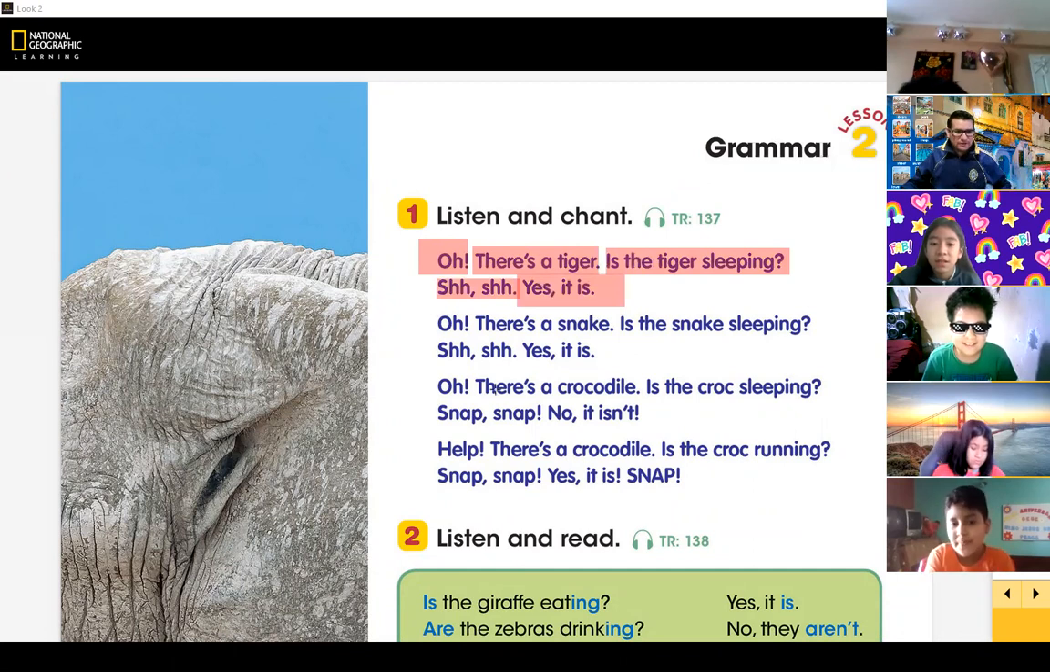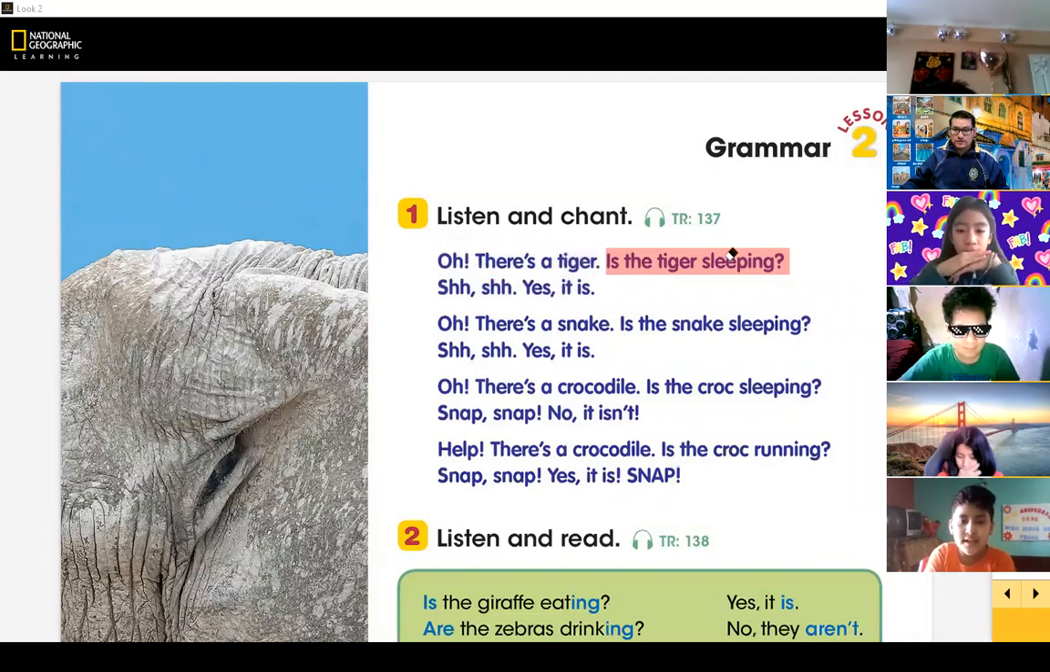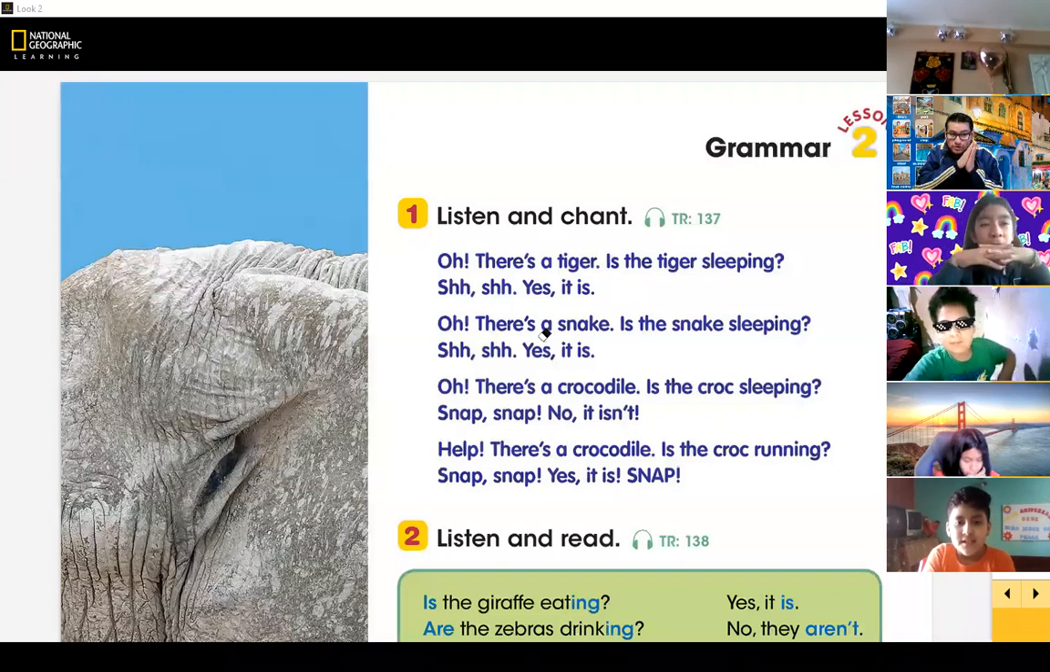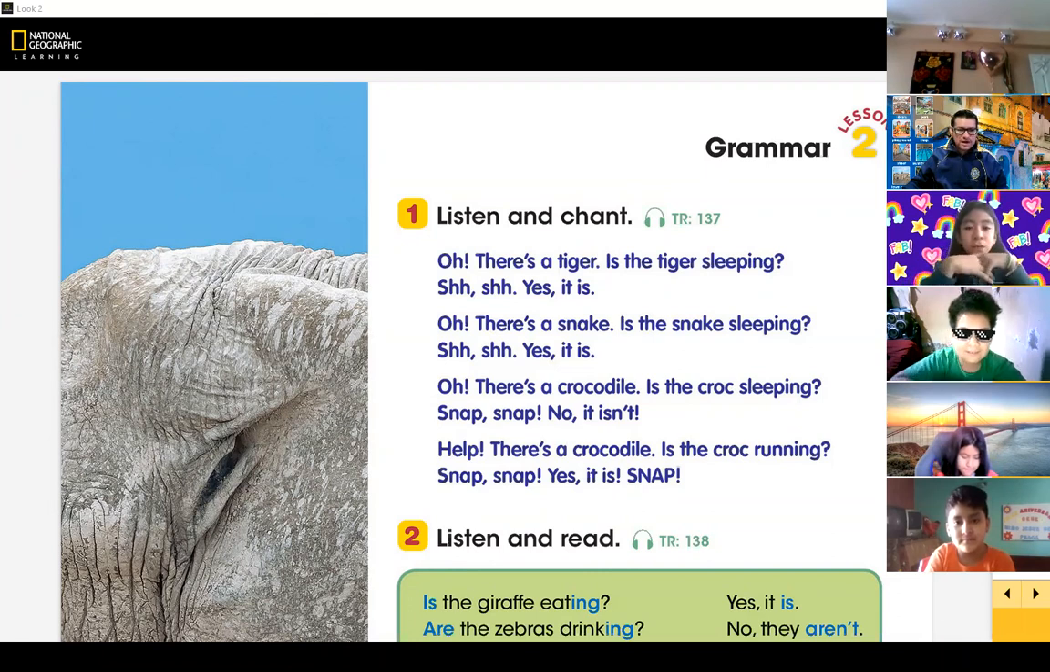Okay, very good. Thank you very much, Jeremy. That's correct, right? You are asking if the tiger is sleeping. Can you imagine you are in the savannah? And be careful about the tiger. It's sleeping. I'm going to continue with another student.